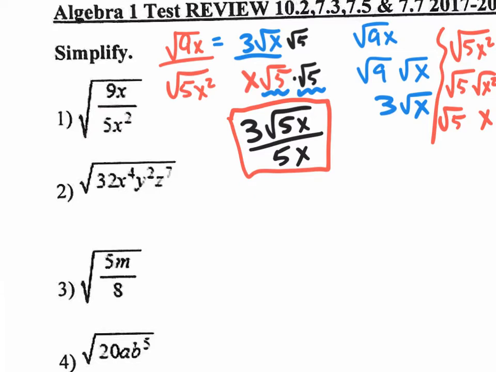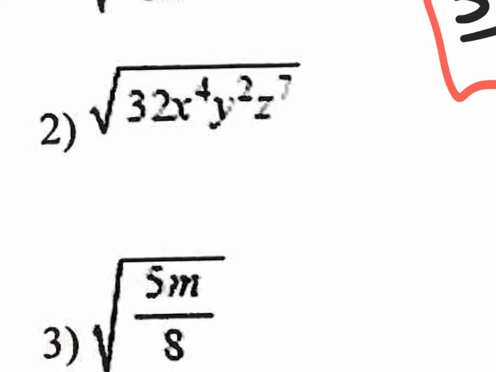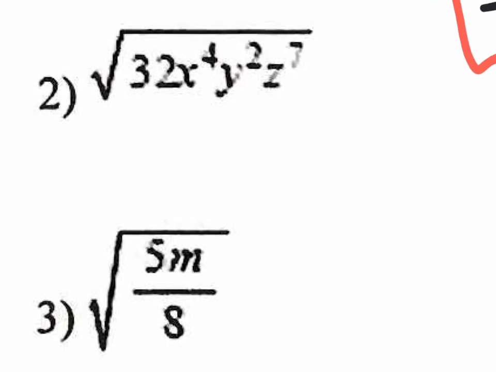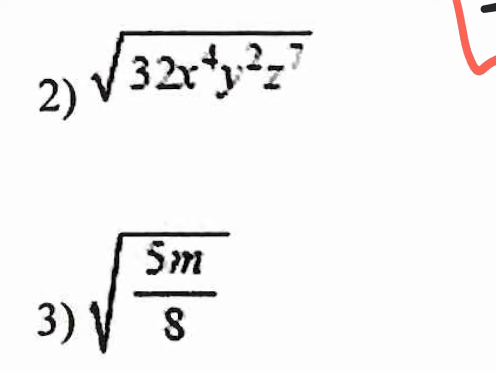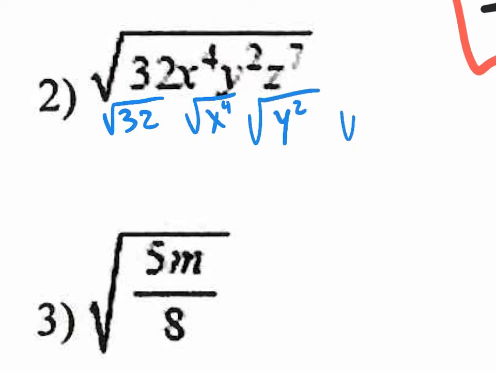The next one's a little easier. Let me zoom in even further. Number 2, you have the square root. It's kind of blurry right there, but we're going to split the square root to each of the terms. So I'm going to have the square root of 32. I'm going to have the square root of x to the 4th. I'm going to have the square root of y squared, and the square root of z to the 7th power.